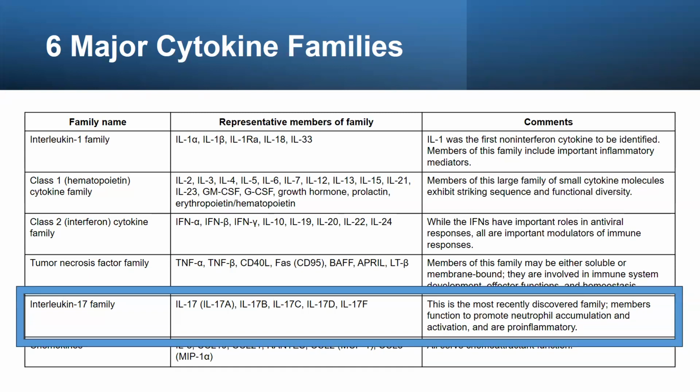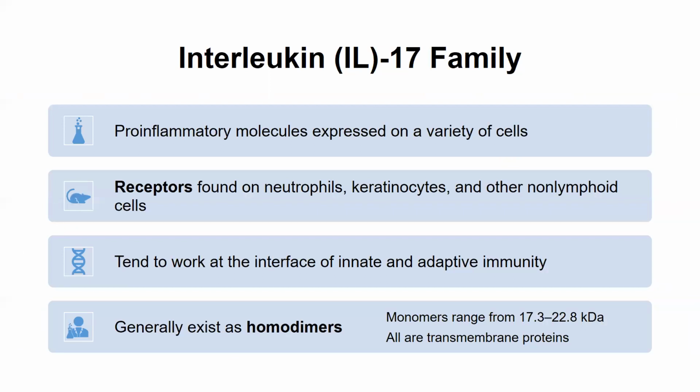IL-17, this is the most recently discovered. You'll see that they are pro-inflammatory. They promote neutrophil accumulation and activation. They're expressed on a variety of cells. The receptors are found primarily on neutrophils. They also can be found in keratinocytes or other non-lymphoid cells, but neutrophils are the big actions from IL-17. They will work at the communication point between innate and adaptive immunity, so kind of that point between the 2 systems.